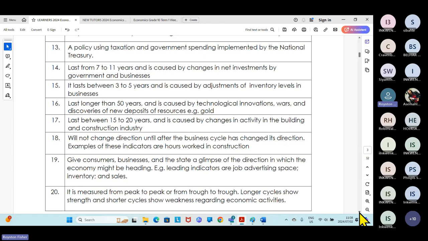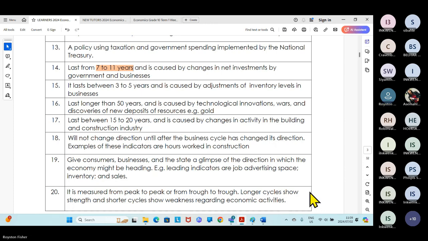So how would one study that? Of course, you need to study the particular years they give you for each one. That is a keyword, the years. And then, of course, you must also know by what it is caused. So those are the keywords that you need to look out for when you study.